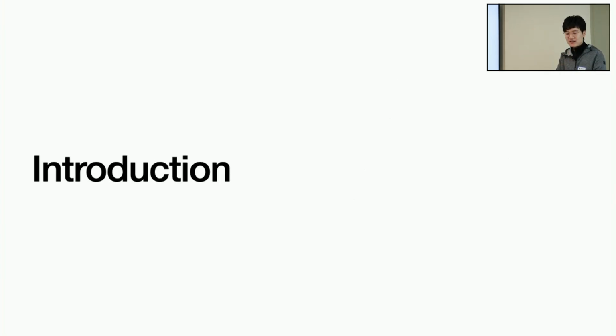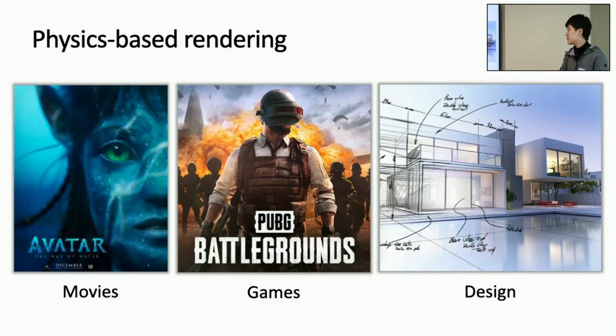So I'll start with some introduction before going into the details. So what is physics-based rendering? It is a process of synthesizing photorealistic images from 3D scenes. It is widely used in many areas, including movies, games, and architectural design. And the research in rendering has been developing for decades and has achieved huge progress.